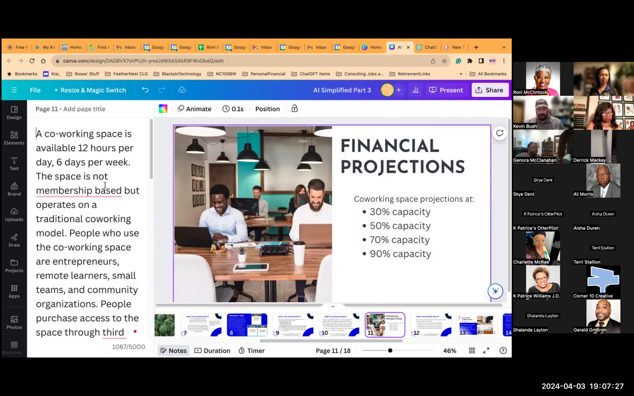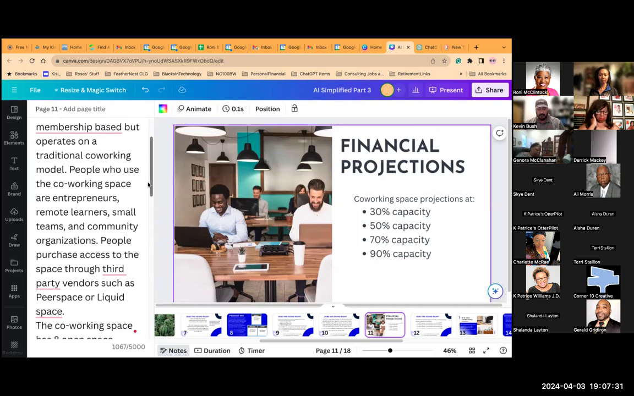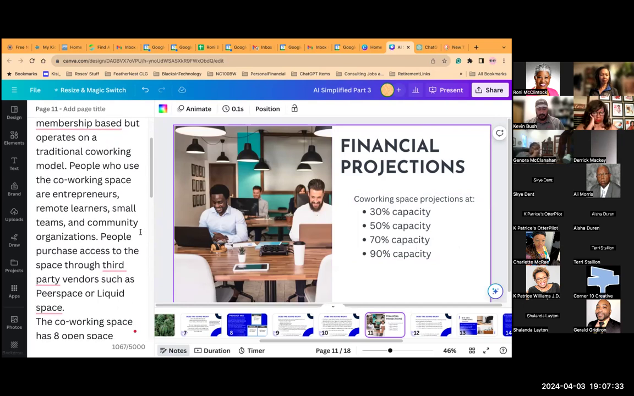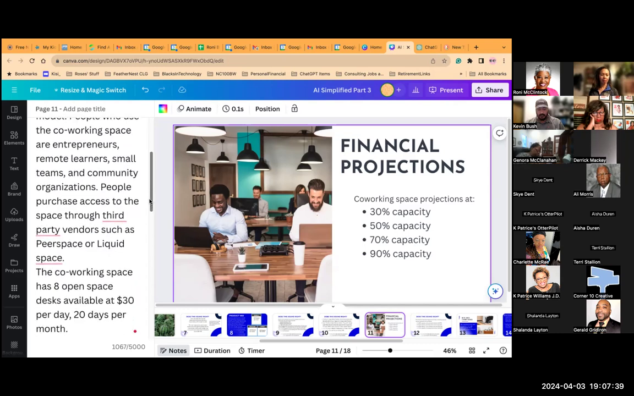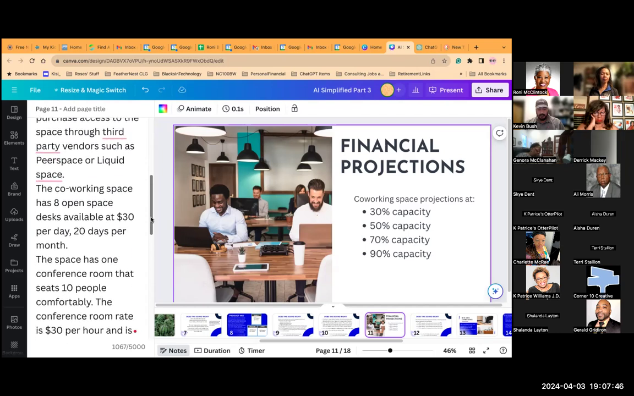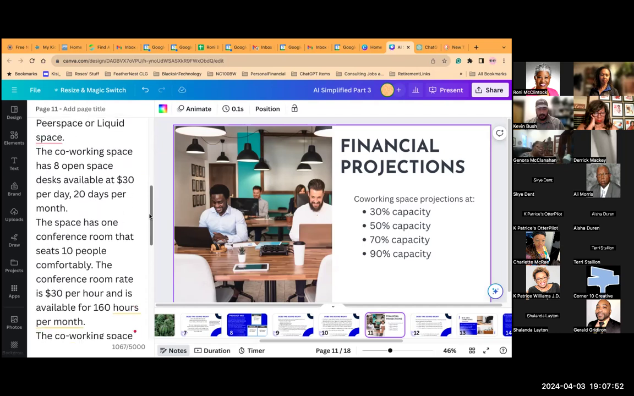It operates on a traditional co-working model. The people who use the space are entrepreneurs, small teams, people in the community, and organizations who need to meet. People purchase access through vendors like Peerspace or Liquid Space. The co-working space has 8 desks that you can use for $30 a day, about 20 days in the month.